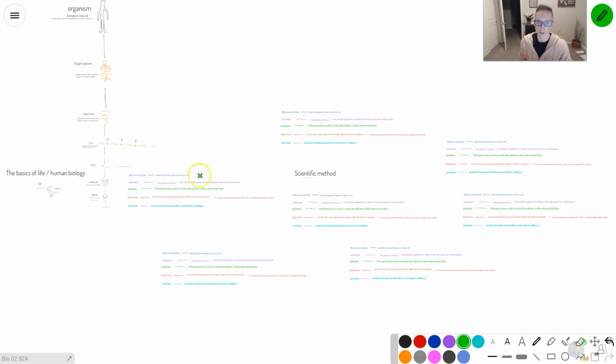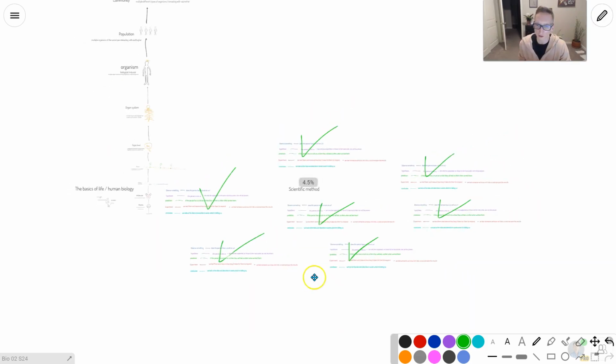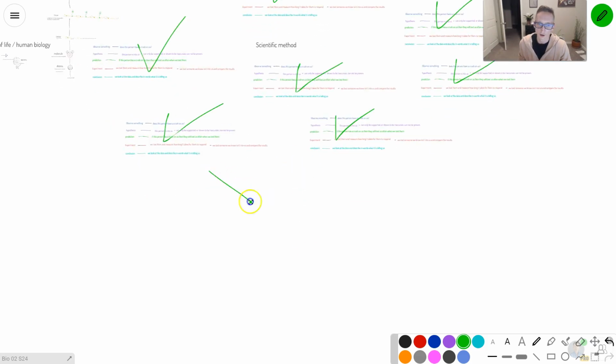Every single one of these, boom: yep, supports the hypothesis, supports the hypothesis, supports the hypothesis. And they all do it in different ways and with different research. And all of this can then funnel down into something. And this happens for years and years and years.